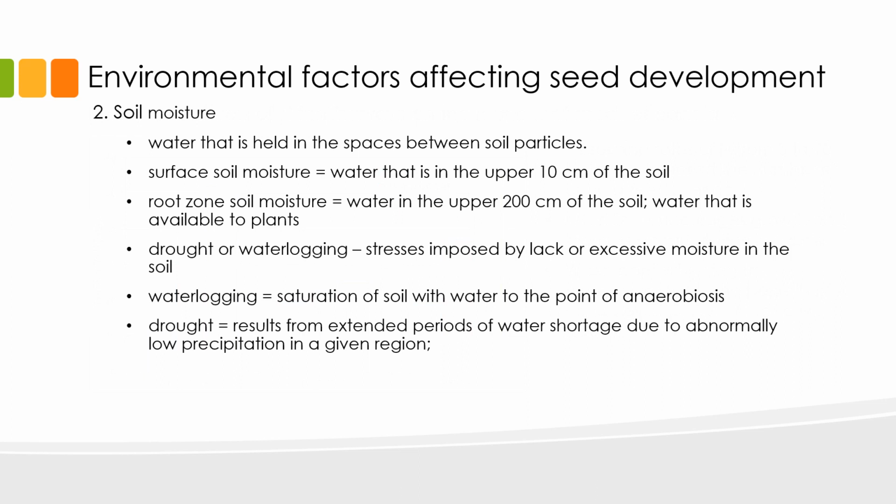Aside from nutrients, the amount of water in the soil also affects the development of seeds. Soil moisture refers to water molecules that are held in the spaces between soil particles. Water that is present in the upper 10 centimeters of the soil is known as the surface soil moisture. In contrast, water that is present in the upper 200 centimeters of the soil is known as root zone soil moisture. This is the soil water that is available for plants.